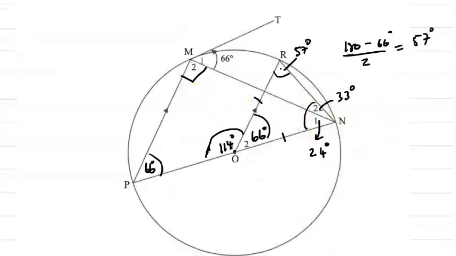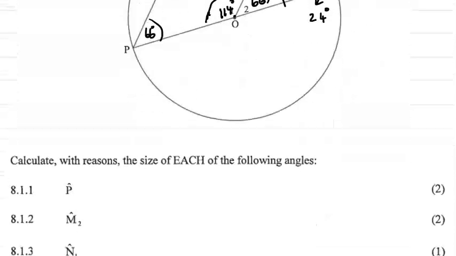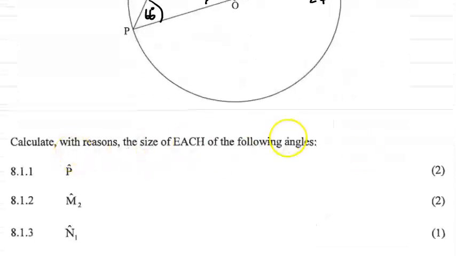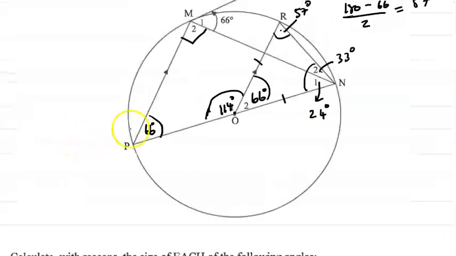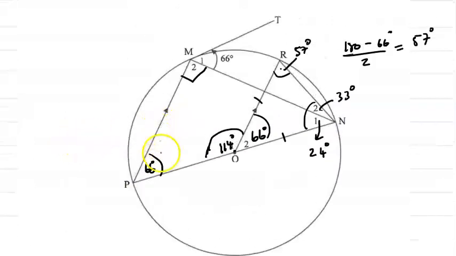A hint would be to draw small pictures of your theorems and make sure that you are able to identify them in a question. Now if we go and read this question, you'll see that most of the questions should be answered. Calculate with reasons the size of each of the following angles. P is equal to 66. So therefore, if you have to now structure your answer, it's going to be as follows. You will say P equals M1 equals 66.